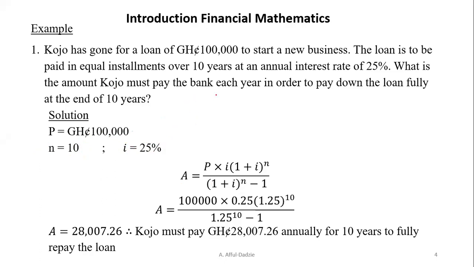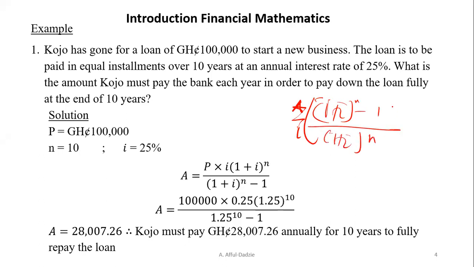Now, the question is asking us, what amount must Kojo pay the bank each year in order to pay back the loan? So this is just asking us for the annuity. So we know the expression A over I, 1 plus I to the power n minus 1 all over 1 plus I to the power n gives us the present value. But now we know the amount Kojo has taken. That's 100,000. We know the interest rate. We know that. What we don't know is A.